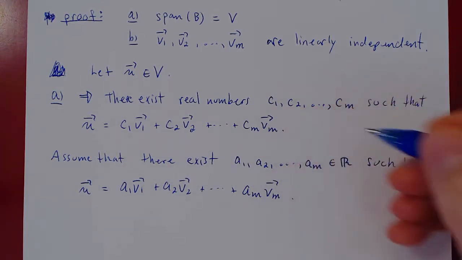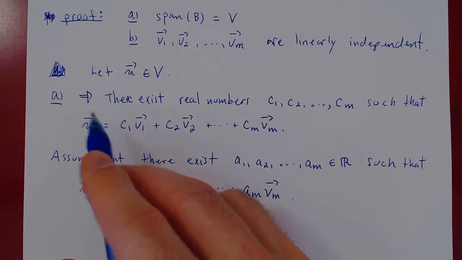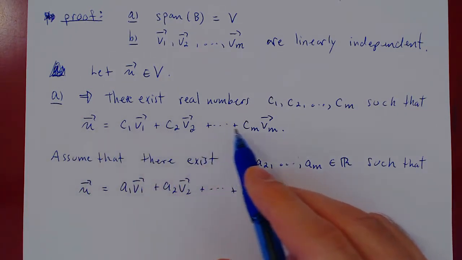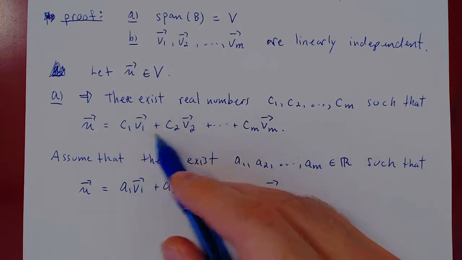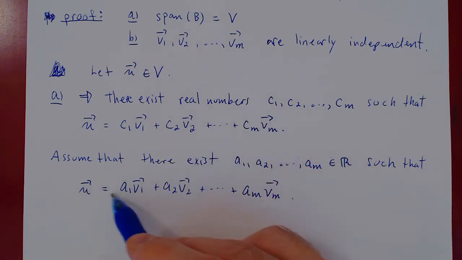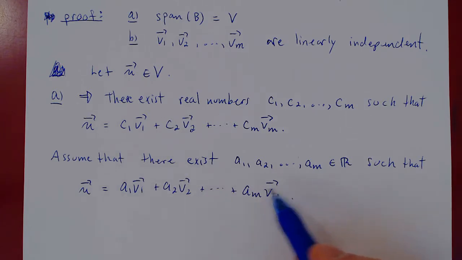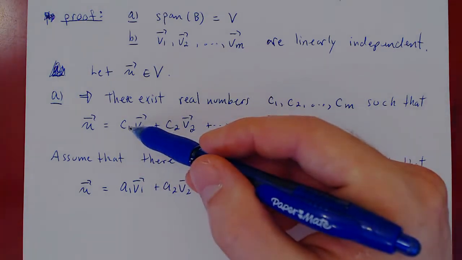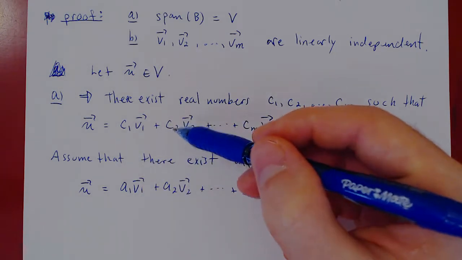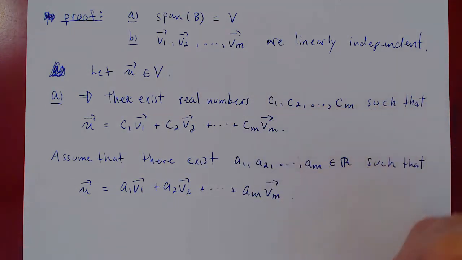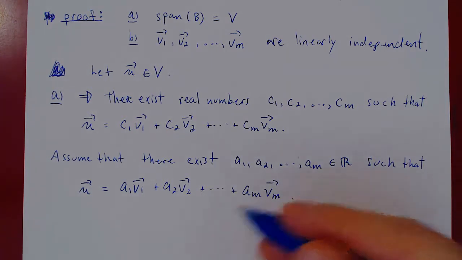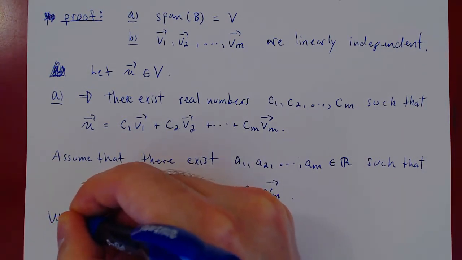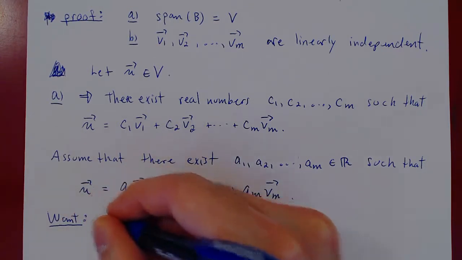Well, we want to prove uniqueness, so we're saying, oh, okay, well, here's one way to express u as a linear combination of the vectors v1 to vm, and here's another possible way of expressing u as a linear combination of the vectors v1 to vm. We want to show that they have to be the same linear combination. Therefore, we want to show that c1 equals a1, c2 equals a2, up to cm equals am, and this will prove uniqueness. That's what we want to show. And this will conclude our proof.